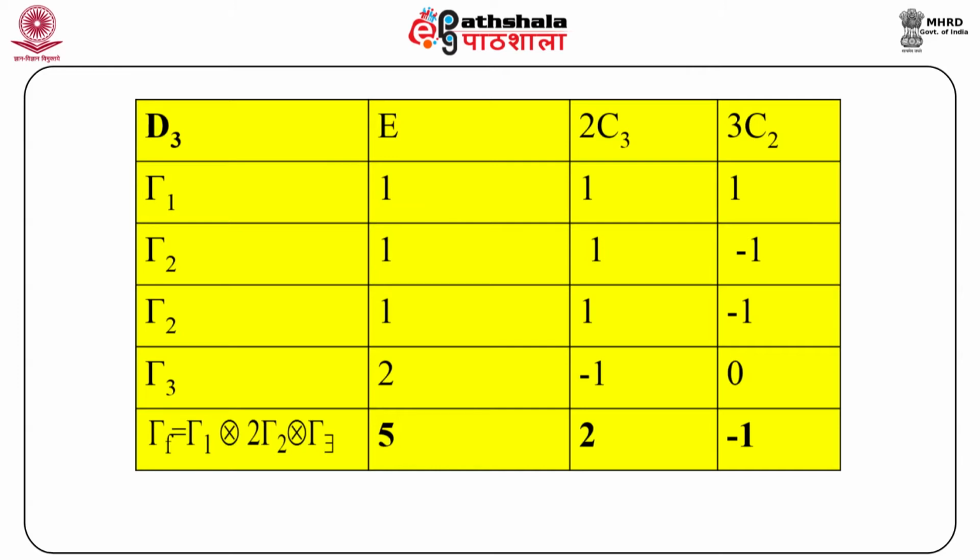This can be verified by adding the characters of these tau 1, tau 2, tau 3 in the given table below. Just see, for D3 we have written in the first column tau 1, tau 2, tau 2, tau 3, and then we have the tau F. Under E we have 1, 1, 1, 2. If I add these together it is equal to 5. Under C3 we have 1, 1, 1, minus 1. If added together it is 2. Under the next class it is 1, minus 1, minus 1, 0, minus 1. If they are added together it is minus 1. Thus tau F is equal to tau 1, 2 tau 2 and tau 3.